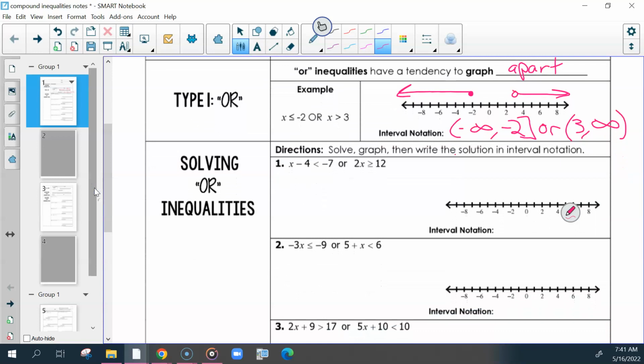And we're going to do number 1. So for number 1, remember that these you're solving, but solving them separately. You're not doing the same thing to both. So for this first one, how would we solve this? How would we get x by itself? Add 4 on both sides. We have x is less than -3.